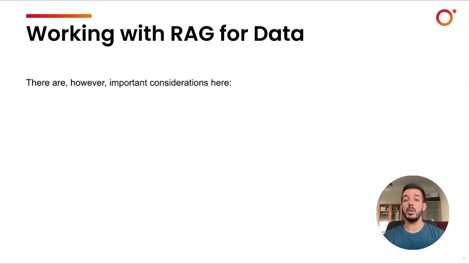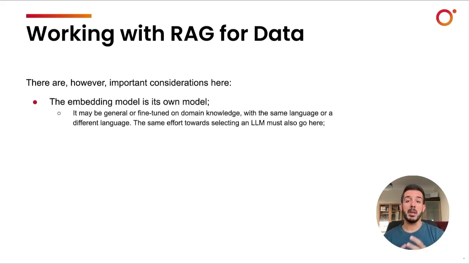There are, however, important considerations to take into account here. One is that the embedding model is its own model, right? So this means that it may be a general model or a fine-tuned model with specific knowledge or with general knowledge, with the same language or different language from the LLM that you're using and your documentation. So it's another model to manage in a way, right? So the same effort that you put towards selecting an LLM also must go here.